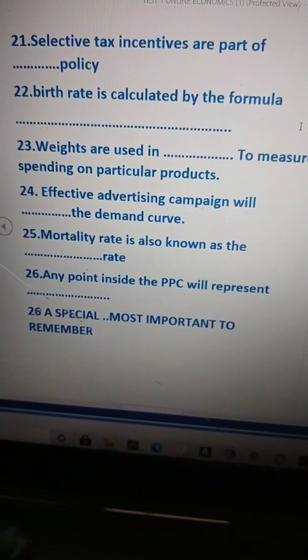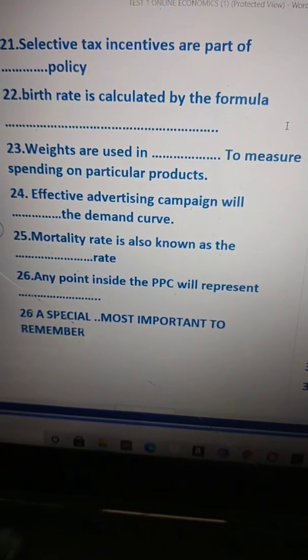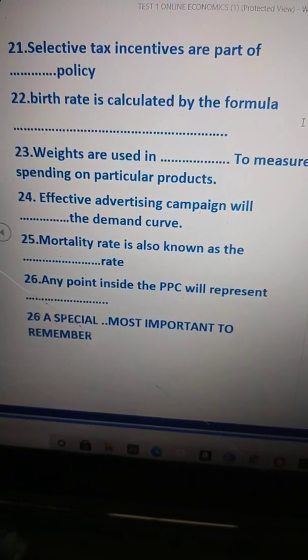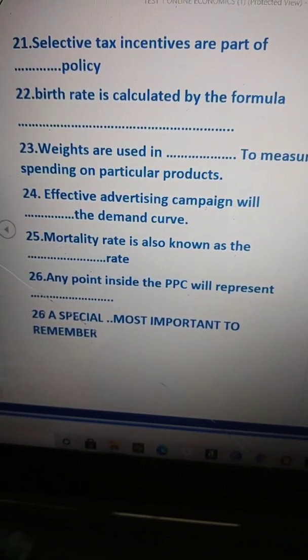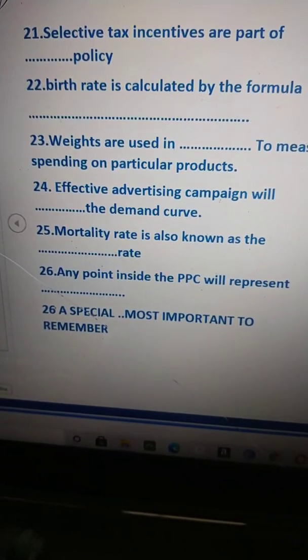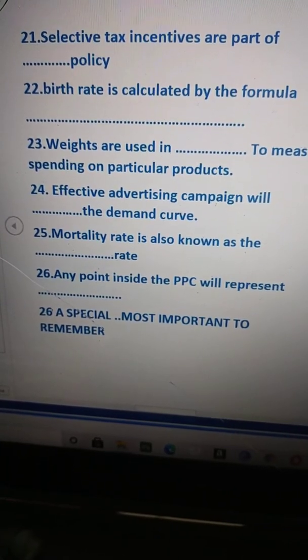Okay. Birth rate is calculated by the formula. This I'll tell you. Number of live births upon total population multiplied by 1000. Excellent. Very good. Question number 23.